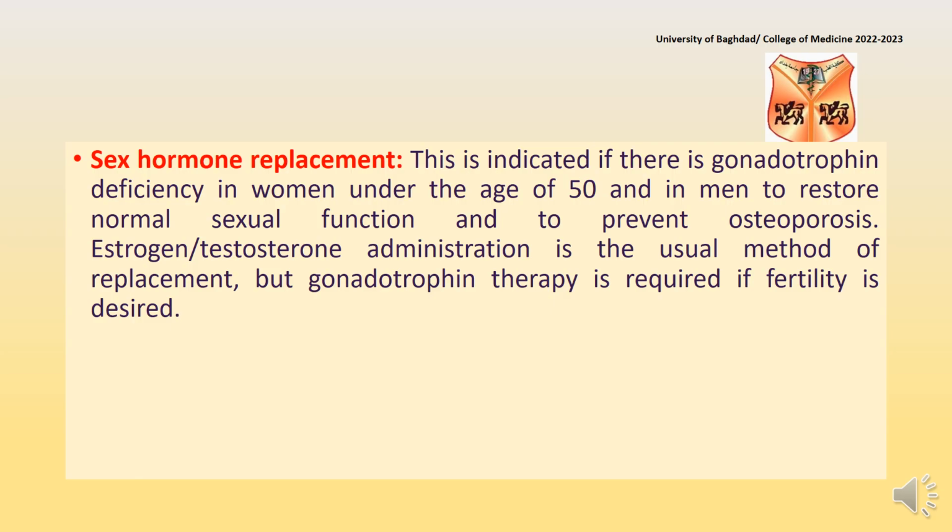Sex hormone replacement. This is indicated if there is gonadotropin deficiency in women under the age of 50, and is meant to restore normal sexual function and to prevent osteoporosis. Estrogen or testosterone administration is the usual method of replacement, but gonadotropin therapy is required if fertility is desired. This means that sex hormone replacement is individualized according to the wishes of the patient.